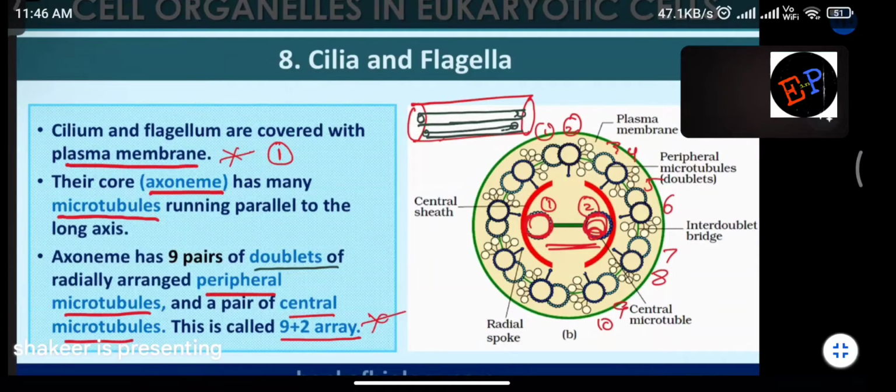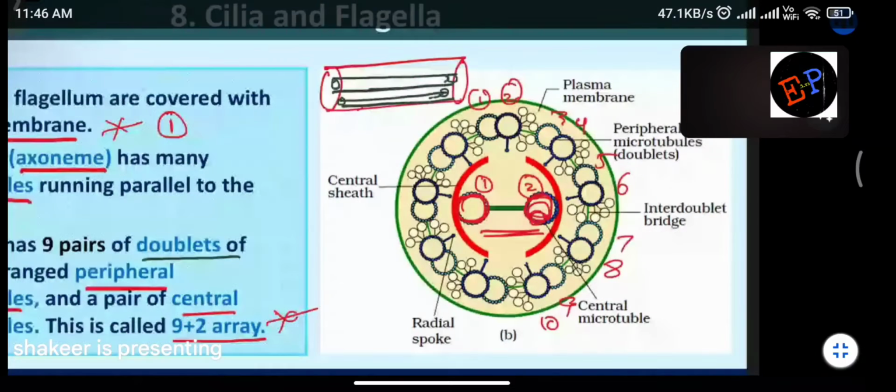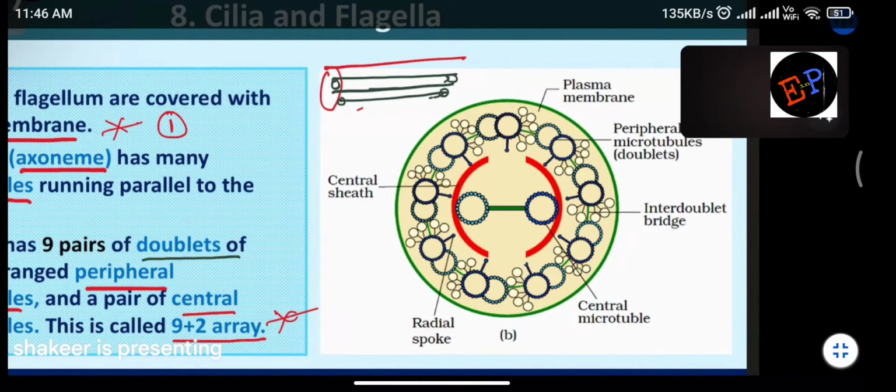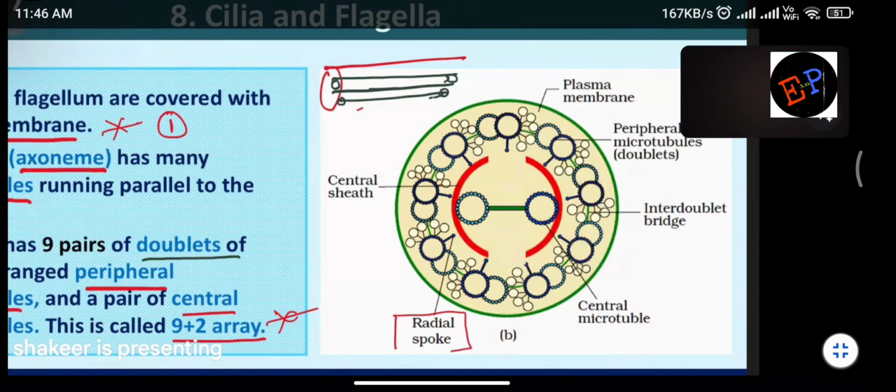Now see here, some organelles are given. Let us see. So this one is called the radial spoke. This tube which you are seeing here is called the radial spoke. And these tubules are called central microtubules. So how many central microtubules are present? Two central microtubules are present.